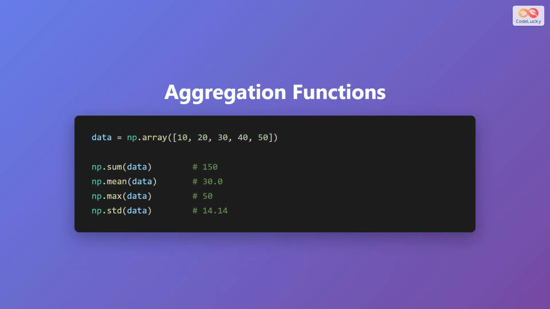NumPy includes built-in aggregation functions that process entire arrays efficiently. Functions like np.sum, np.mean, np.max, and np.std all operate on complete arrays without requiring explicit loops. These functions are optimized and much faster than manually iterating through data to calculate these statistics.